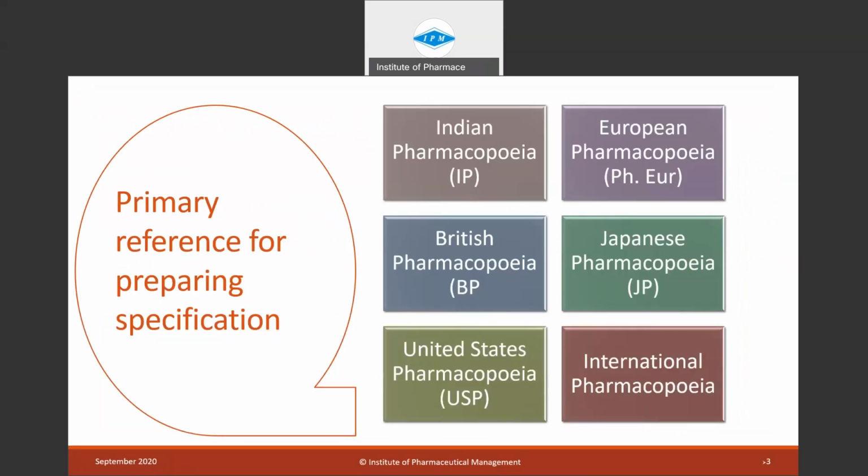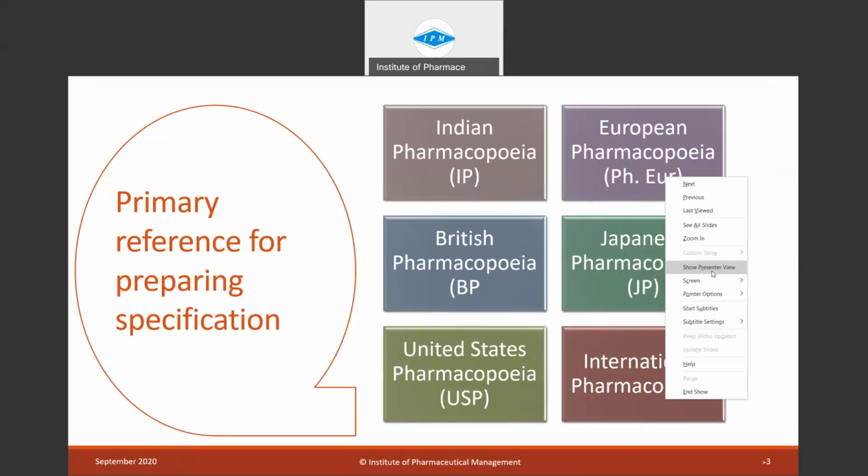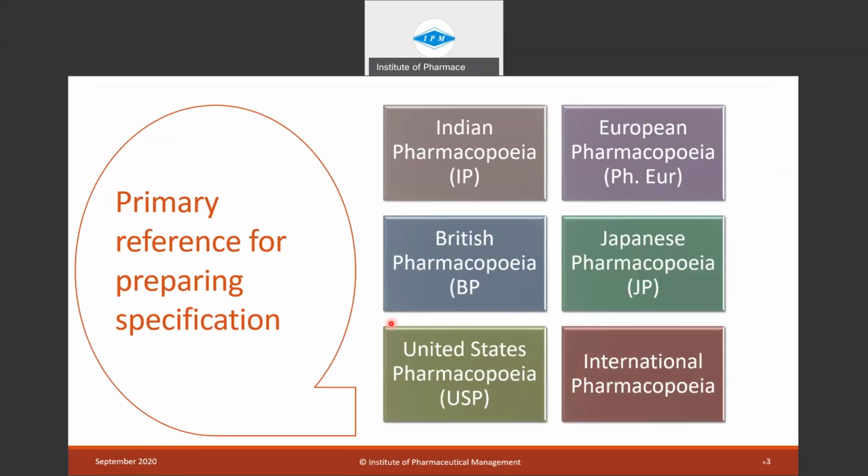Okay. Now, you people are familiar with this slide. You know all the pharmacopeias. So when you are preparing specification, the basic reference you will be using, that is called as primary reference, and these pharmacopoeia, they are the primary references to prepare specification.